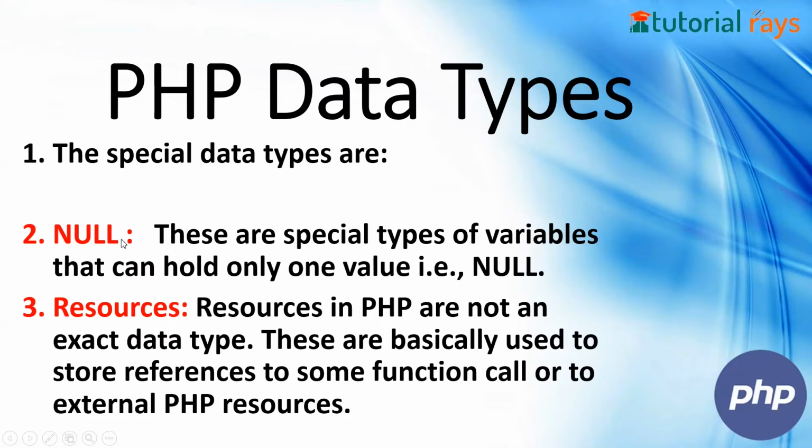And resource is what kind of resource we are using, basically storing a reference. You just saw the resource data type, for example fopen. So these are the data types. Now you might be wondering that there are so many data types, but we don't have to define the data type at all in PHP. It is automatically handled internally by PHP itself.